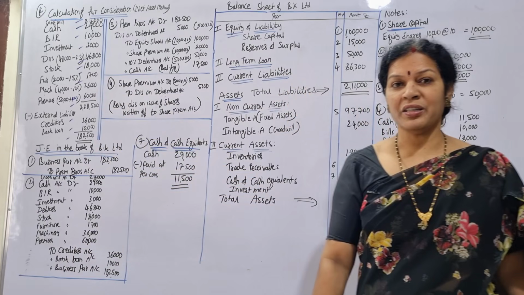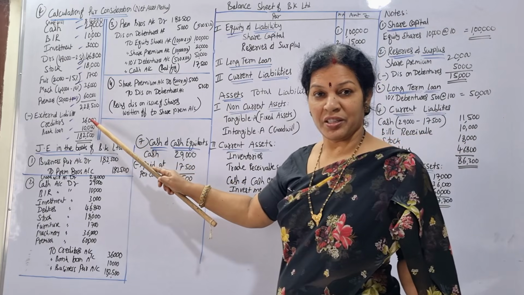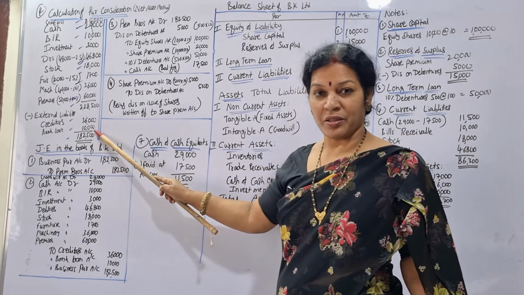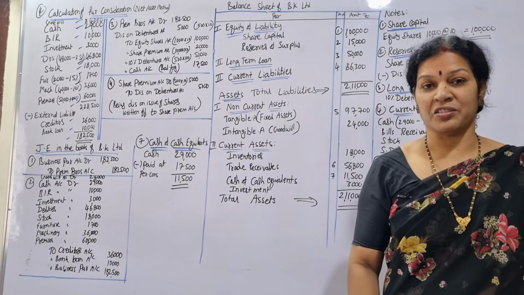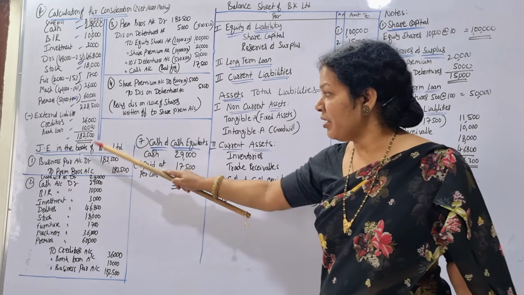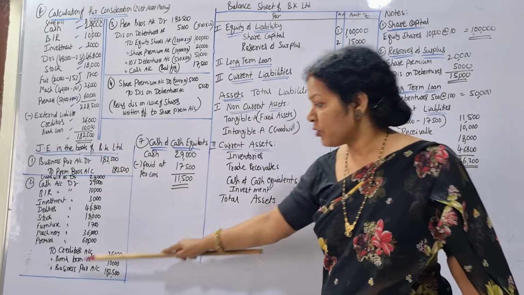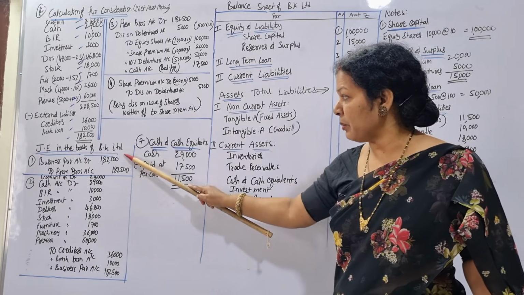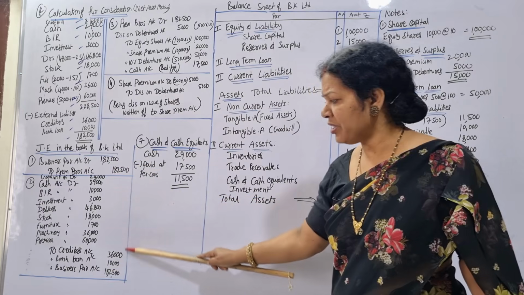On the credit side, what do you write? Outsiders' liabilities, which we have already written here, 36,000 and 10,000. Only two outsiders' liabilities, not shares or reserves. Also, the credit side will have the Business Purchase Account, the same amount, 1,82,500. If you total up, both sides are equal.